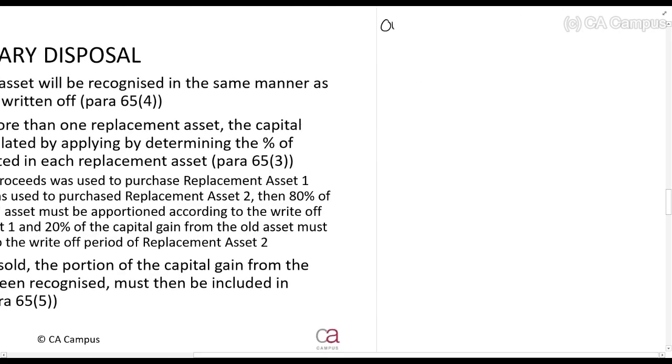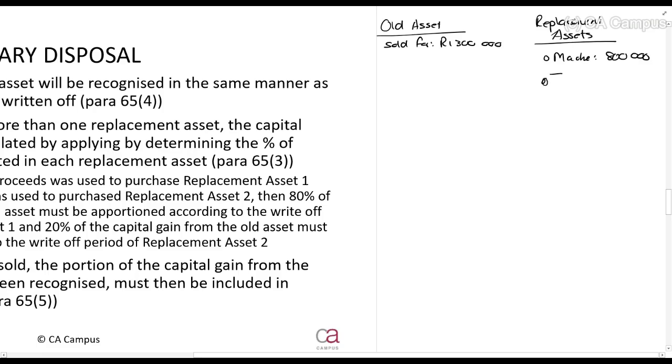Okay, so my old asset sold for 1.3 million rands, and now I replace it with my replacement assets. Right, so my replacement asset is a machine that cost 800,000 rands, and a truck that cost 1 million rands. So I want you to see, the total I've spent is 1.8 million rands. That is more than my 1.3 million, so this section can apply.